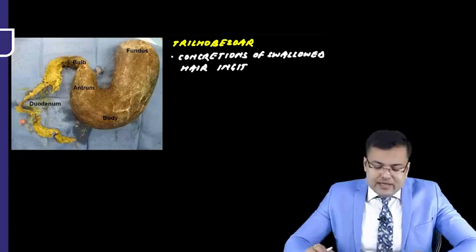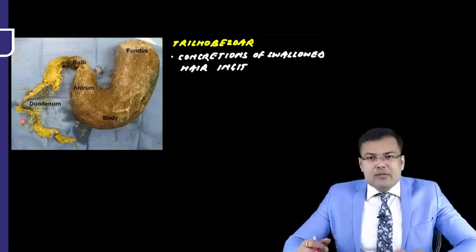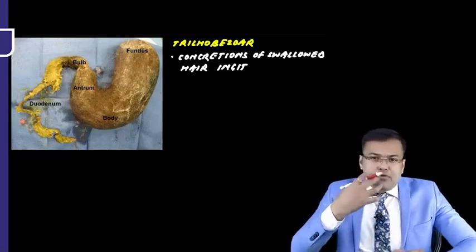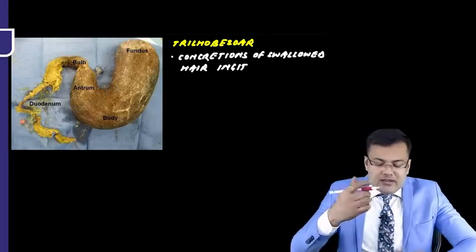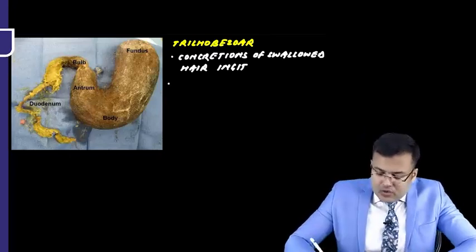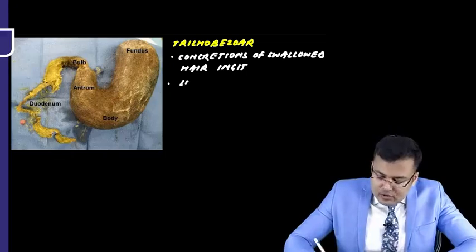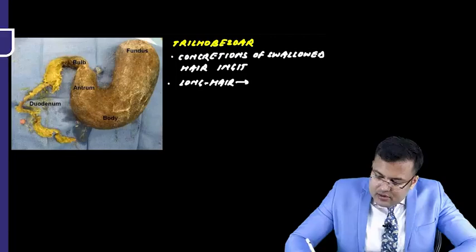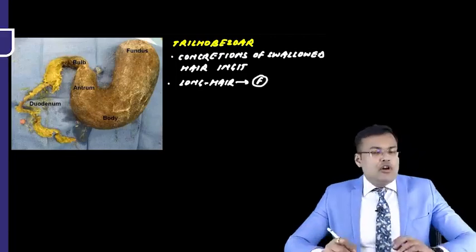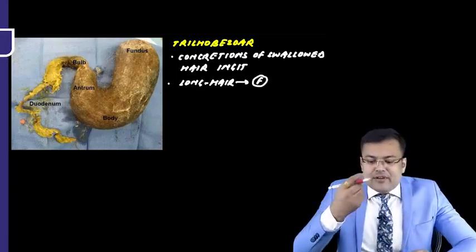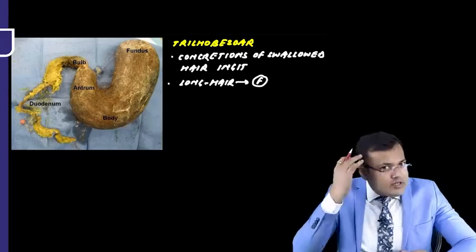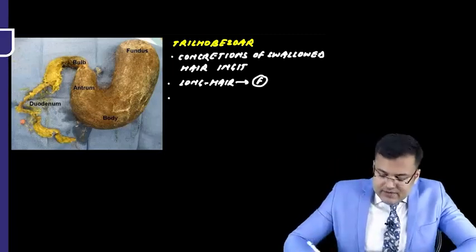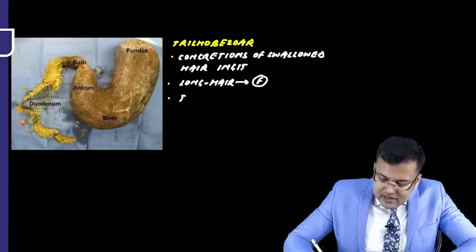You can see this is a trichobezoar, and what happens in trichobezoar? There are concretions of swallowed hair in the GIT. Generally, it is seen in females who have long hair. These females have a habit of eating their own hair. This is known as what? Trichophagia. So these females have a habit of trichophagia.